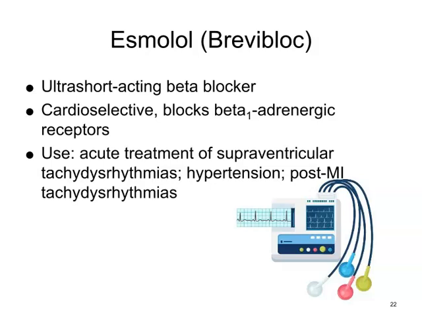So esmolol is another cardioselective, so it blocks beta 1. It is really, really short acting. So we use this in the really acute settings for arrhythmias, tachydysrhythmias, and as a reminder, we must have the patient on cardiac monitoring during the administration of this medication.